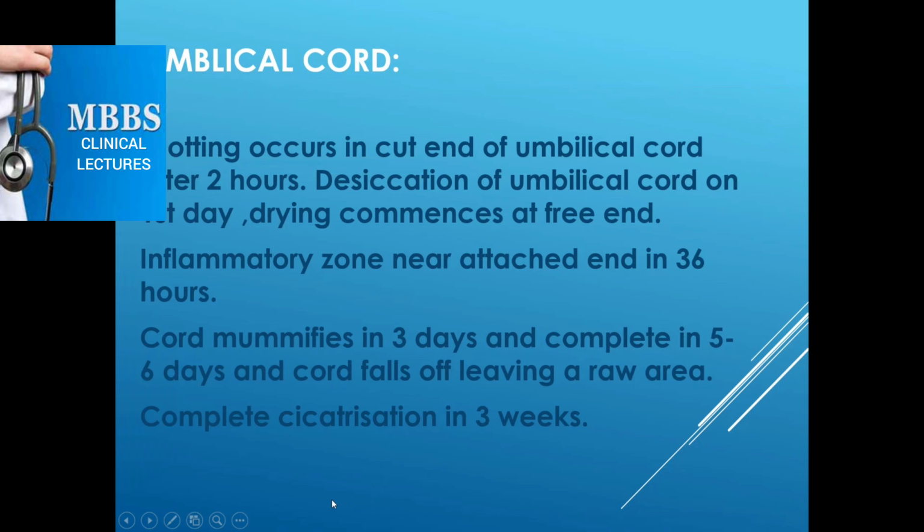Now the changes in the umbilical cord. Clotting occurs in the cut end of the umbilical cord after 2 hours. Desiccation of the umbilical cord on the first day; drying commences at the free end. The inflammatory zone near the attached end appears in 36 hours. The cord mummifies in 3 days and is complete in 5 to 6 days, and the cord falls off, leaving a raw area. Complete cicatrization takes 3 weeks.